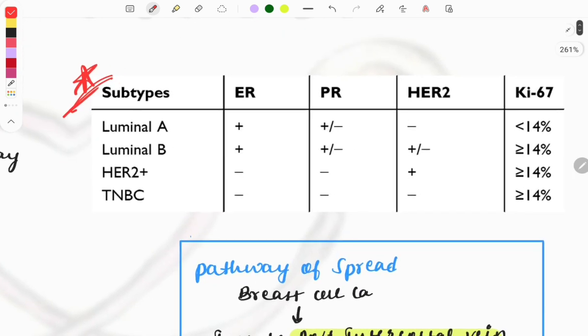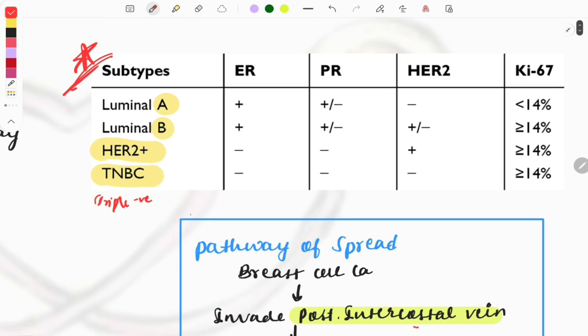Okay, so breast cancer is classified into various subtypes: luminal A, luminal B, HER2 positive, and triple negative. This one is triple negative. What you can see in this is the estrogen receptor, progesterone receptor, HER2, and this one is Ki67. So these are the things which will be present in one and absent in another. And luminal A has the best prognosis. Okay, so this one is a question asked multiple times on the subtypes.